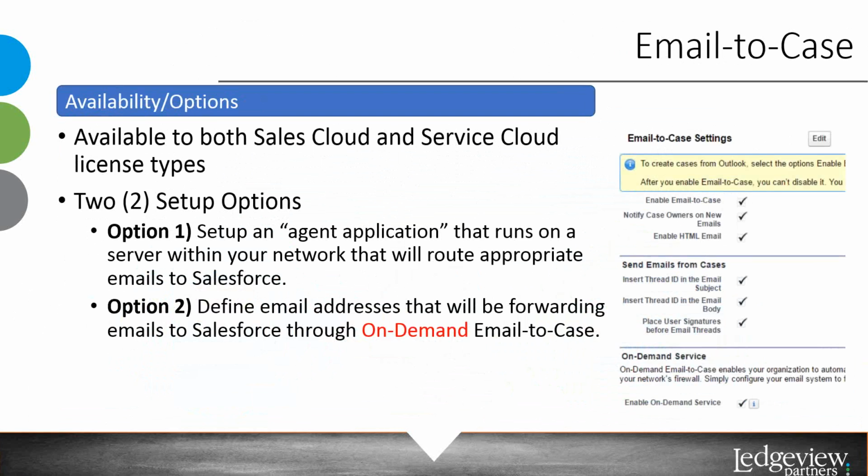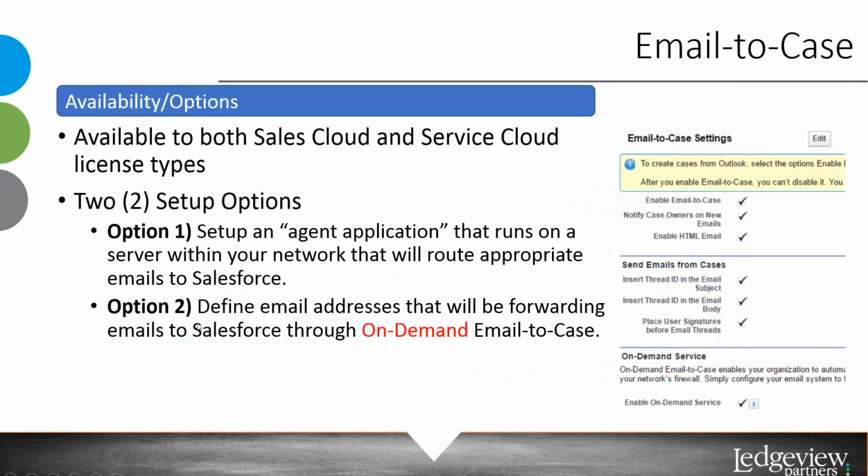There are really two different ways you can install email to case. Option one is an agent-based application, which means it needs to be installed on a server somewhere. The advantage of doing that is it's a more secure way of managing your email messages because it stays all inside your network. But it does require a server.